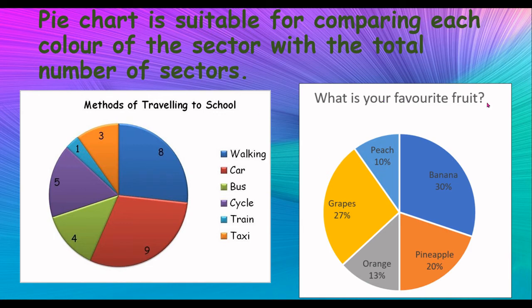When I ask this question, maybe a lot of the students will have different answers, but when I construct my pie chart, I can see that 30% of you like banana. Only 10% of you like peach. The next one is grapes, 27% of you, orange only 13%, and pineapple is 20%. So I can interpret the data very clearly here. This is the advantage of the pie chart.